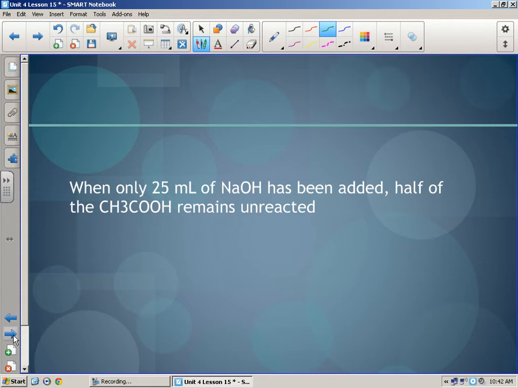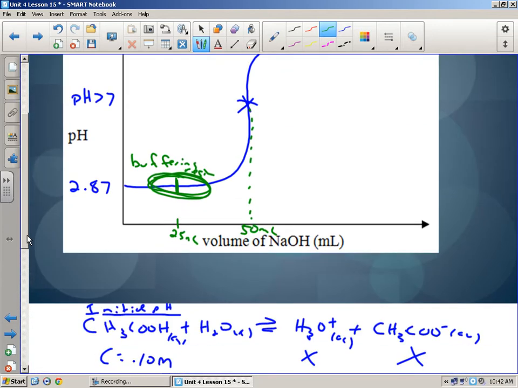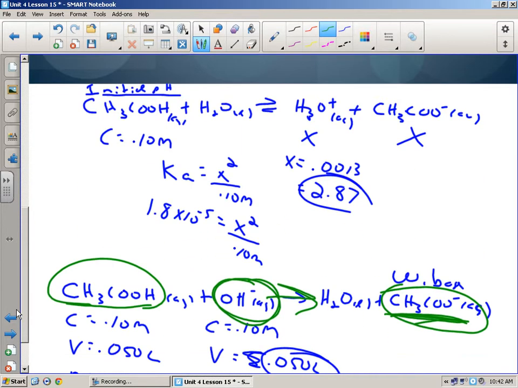So we're going to talk about that now. When only 25 milliliters of sodium hydroxide has been added, half the CH3COOH remains unreacted. Look, go back to here for a second. We decided it takes 50 milliliters for it to react in a 1-to-1 ratio, right? That's the equivalence point. Look, right here, a little bit farther down.